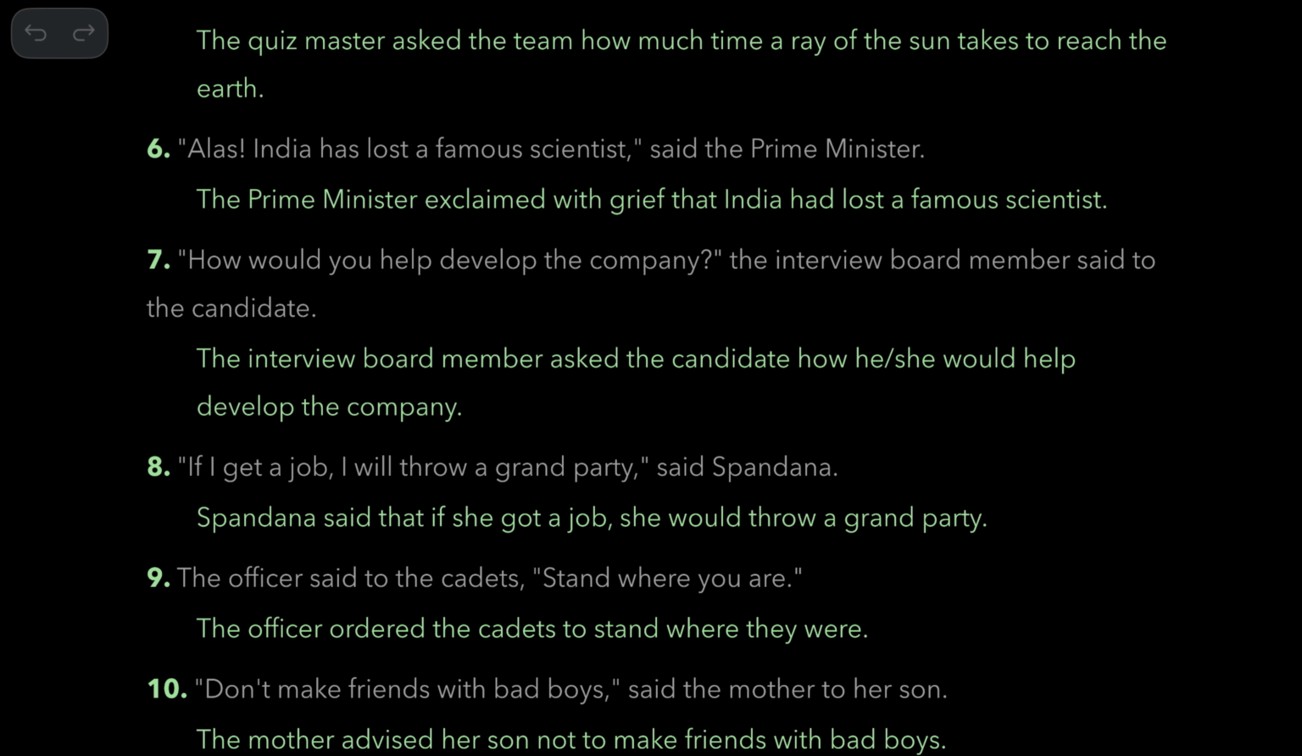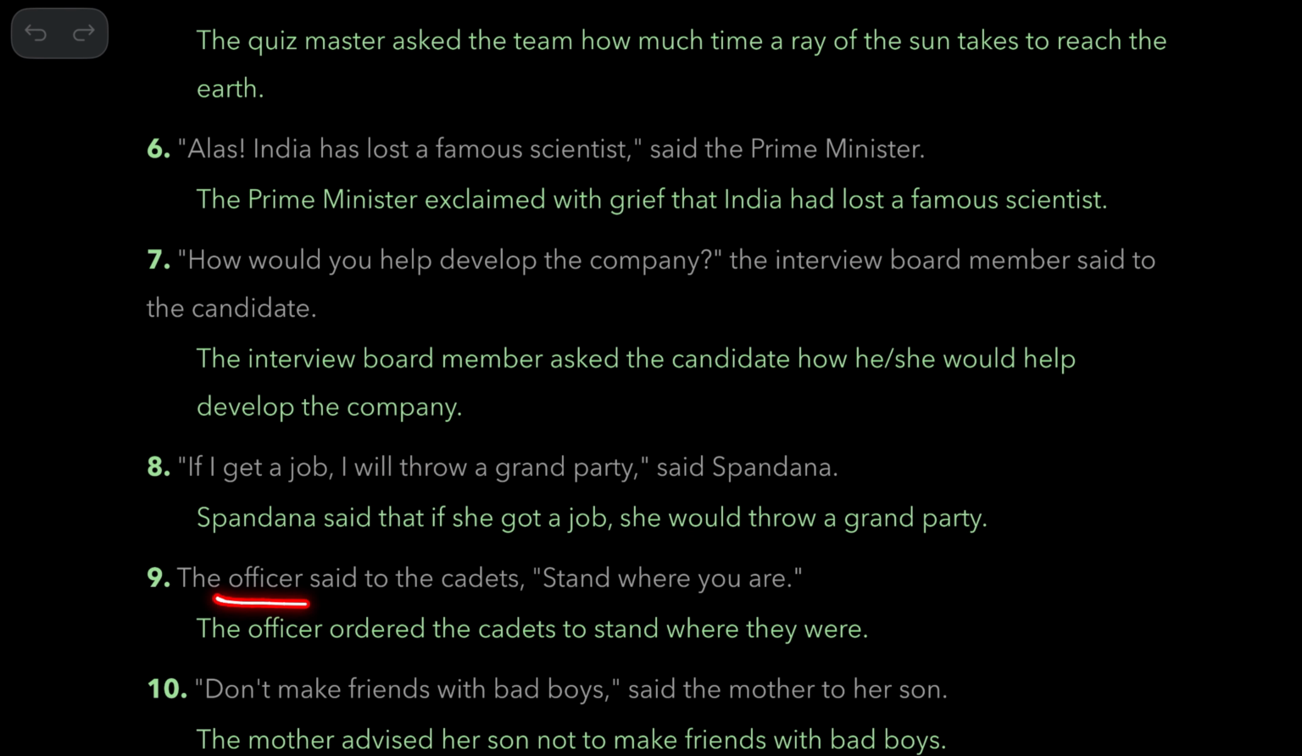Remember, help develop the company, these three words are so close together. So you can see would help develop the company. Same thing. "If I get a job, I will throw a grand party," said Spandana. Spandana said that if she got a job, see here, get a job, she would throw a grand party. So, will throw changes to would throw.